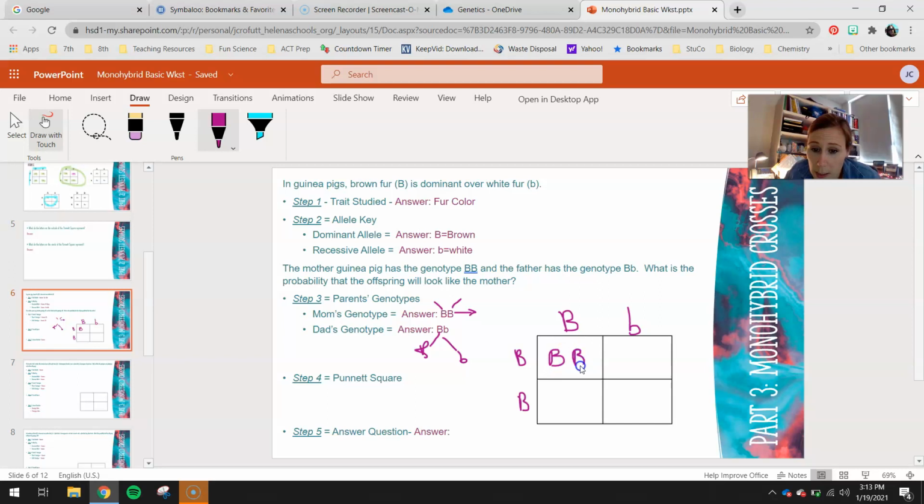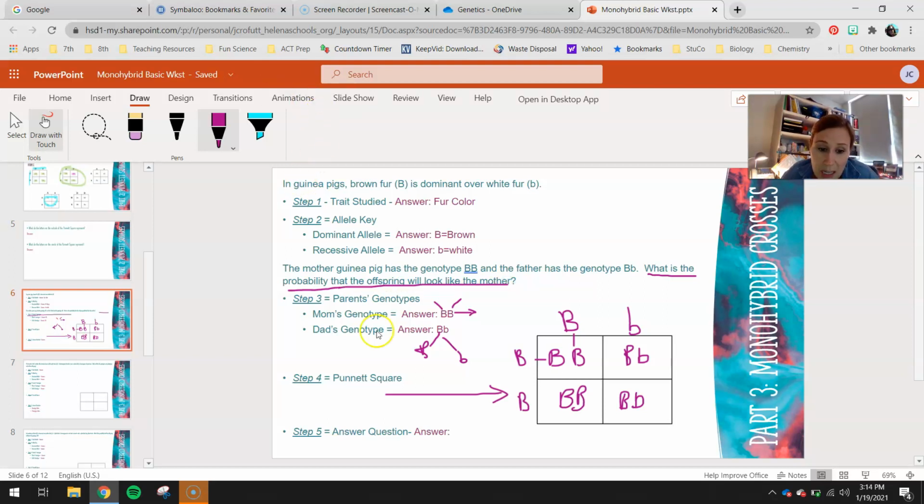So this one is big B, big B, big B, little b, big B, big B, and big B, little b. Once our Punnett square is done, we can focus on the actual question. The question asks, what is the probability, so we're looking for either a fraction or percent, that the offspring will look like the mother?